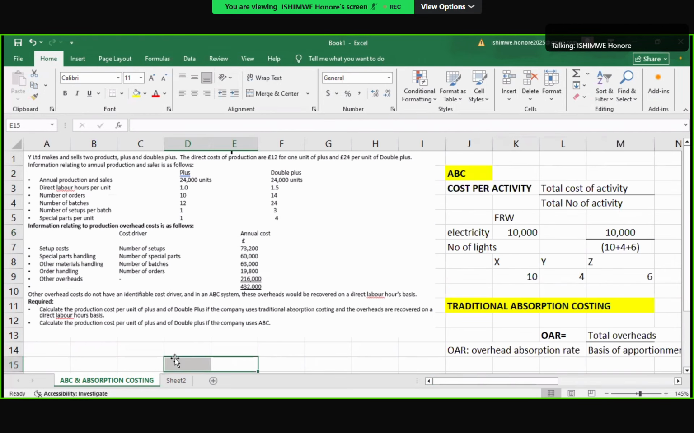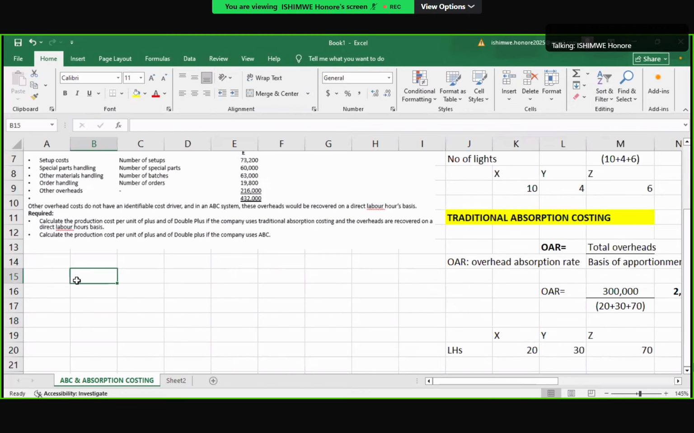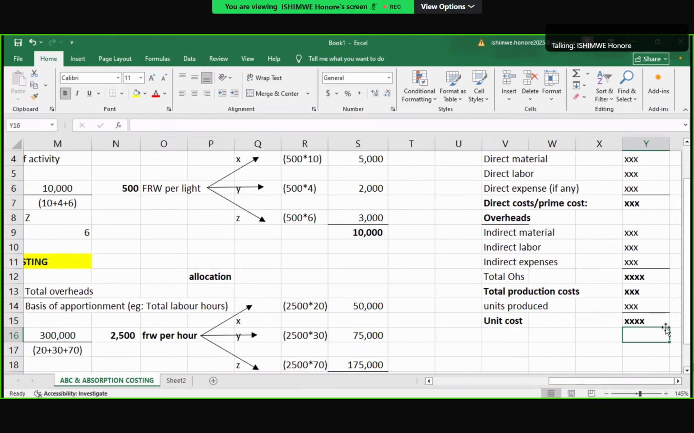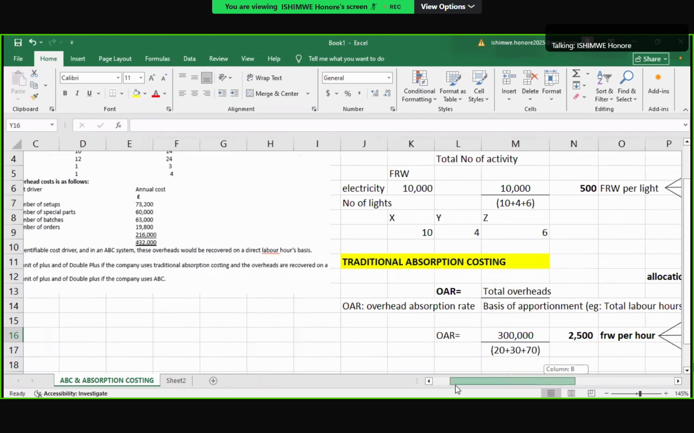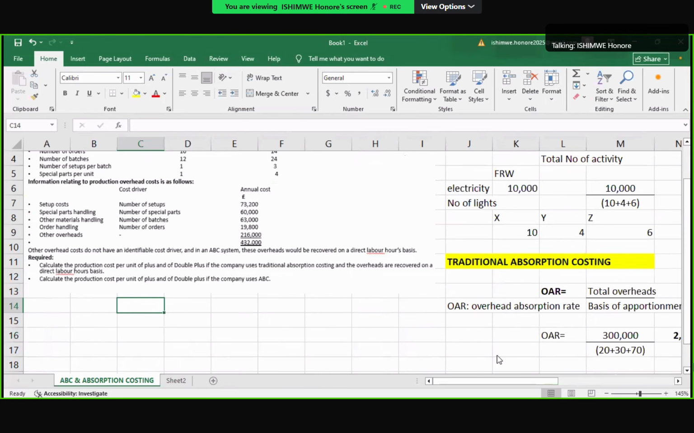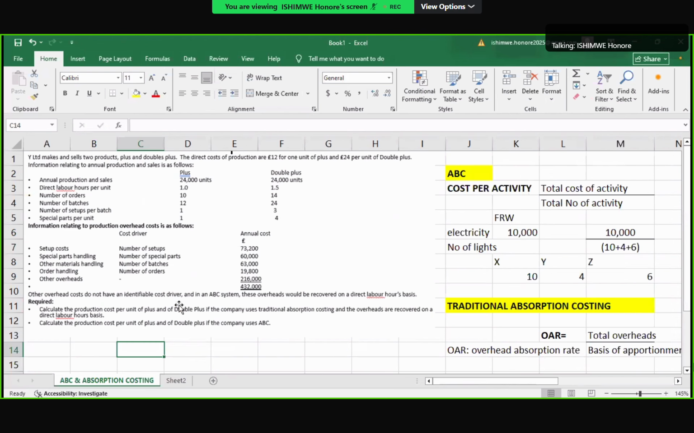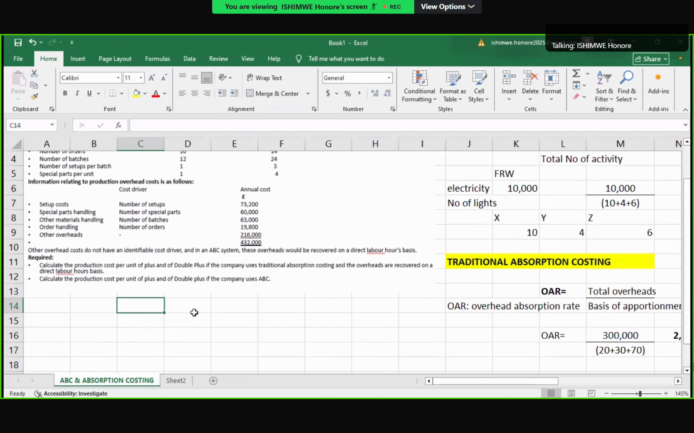Now, let's work on a question. You see, I give you everything that you need to use. They talk about cost of a product, cost per unit. We have to look at our question, but this is the approach you have to go through. Remember our product is called plus, and here we have double plus.